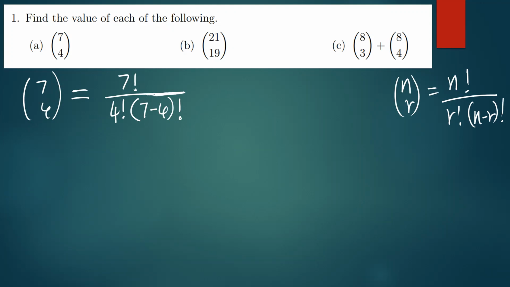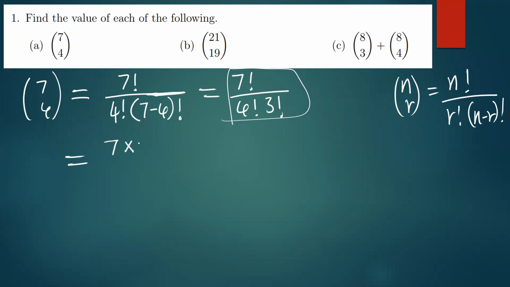Okay. So this is what we are going to have. Now let us simplify this. On top there we have 7 factorial, then down we're going to have 4 factorial. Then 7 minus 4 gives us what? 3 factorial. So what we have here can also be written as 7 times 6 times 5 times 4 factorial. So 7 times 6 times 5 times 4 factorial is just 7 factorial there.